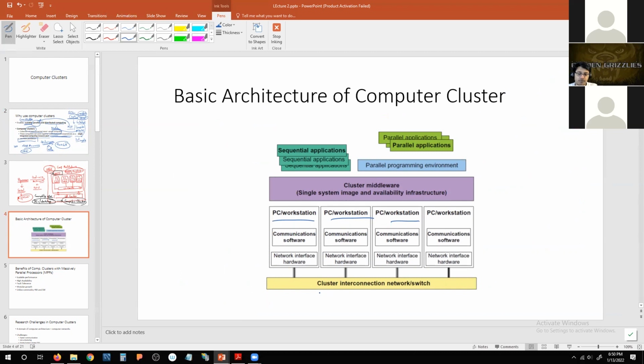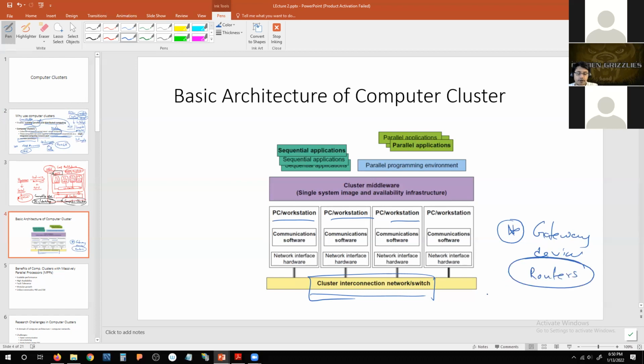And they will communicate through what is known as a network switch. Typically, these network switches or isolated clusters are thereafter connected using what is known as a gateway device. A typical example of a gateway device is your router. So here you have a router which will allow you to connect from one cluster to another cluster. On top of these interconnected machines, so this is just the interconnection.